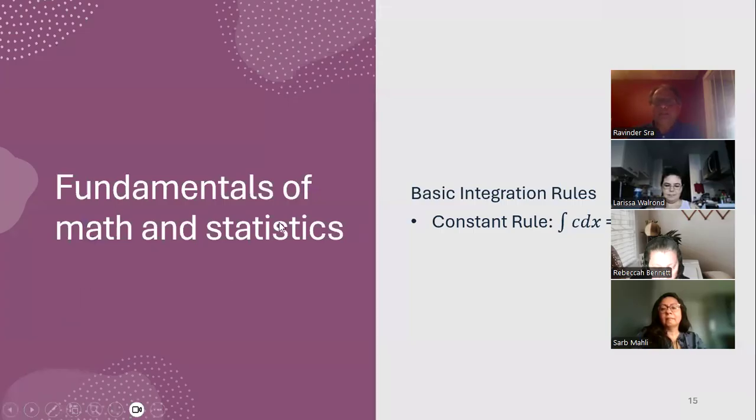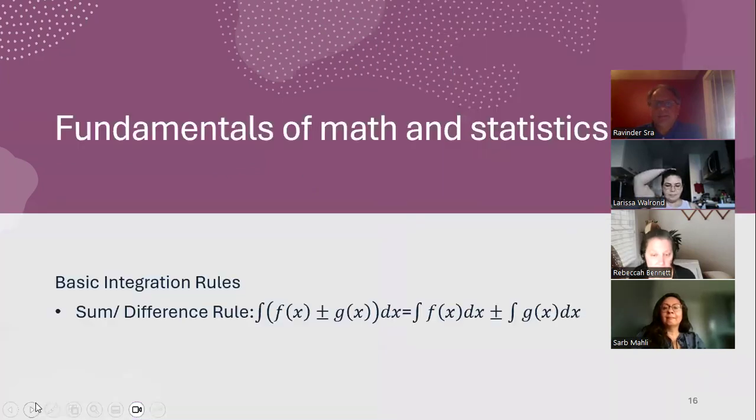Now, after this, what are the basic rules? Basic rules of integration. If a function is a constant, then the integral is the constant multiplied by x. The simple things. And the plus and minus rule: the integration of f(x) plus g(x) is the integration of f(x) and g(x) separately.